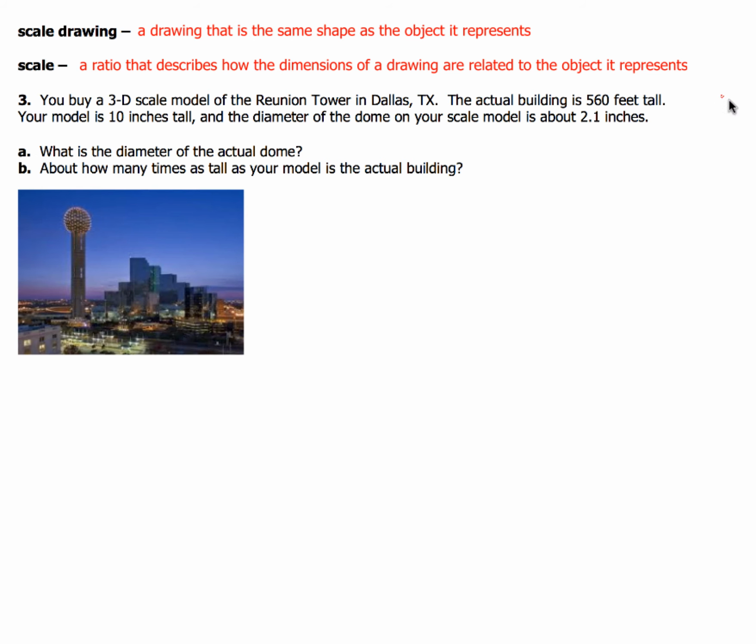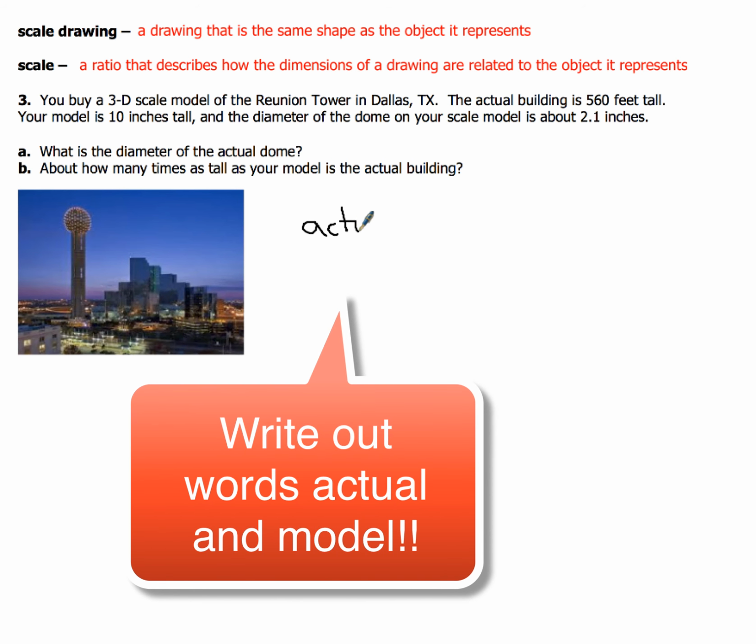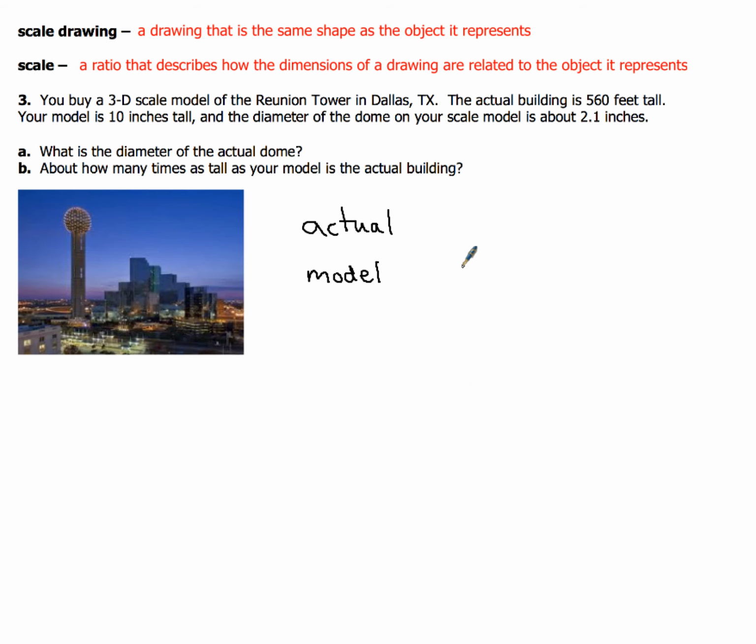One of the things I like to do when you are given the information in this picture, the actual building is 560 feet tall. So I'm going to write a proportion here, but before I even write the proportion, I'm just going to write the word actual and then the word model, because that's going to help me keep straight what's going on. Now the actual building is 560 feet tall. And for our scale model, they tell us how tall that is. They say the model is 10 inches tall. They also tell us that the diameter of the dome on the scale model is 2.1 inches.